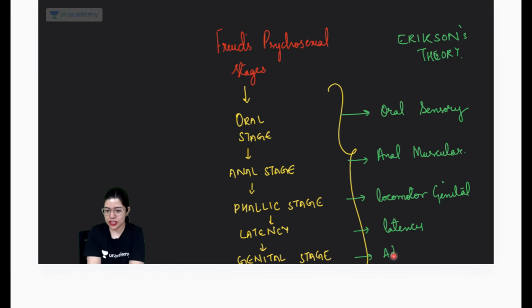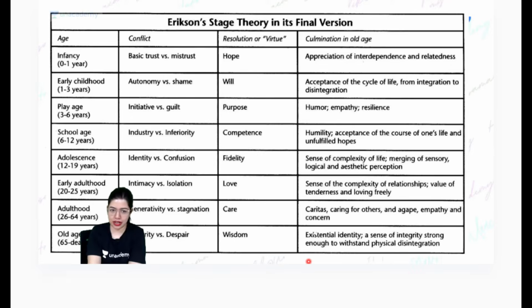This is adolescence, and after adolescence, it continues into adulthood. Okay, continues into adulthood. Okay, all right, guys. If you are not aware of this, these are the stages. Trust versus mistrust is just the conflict. Okay, chalo. Crisis है वो, crisis overcome करना है.